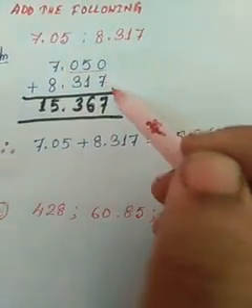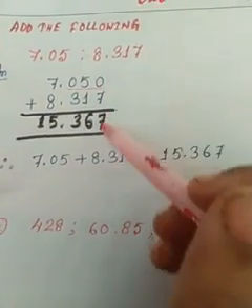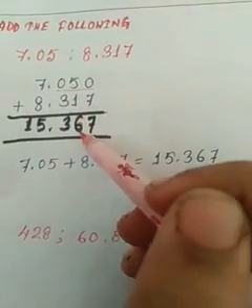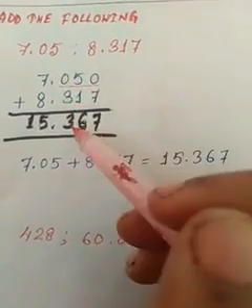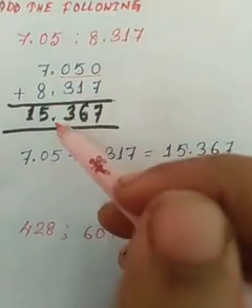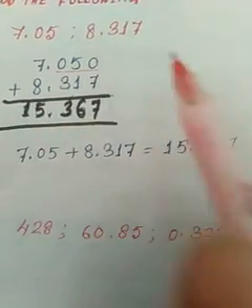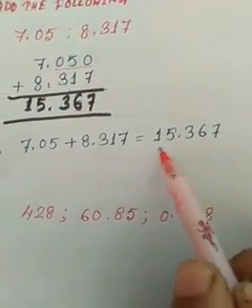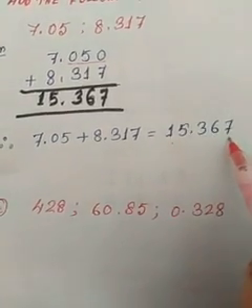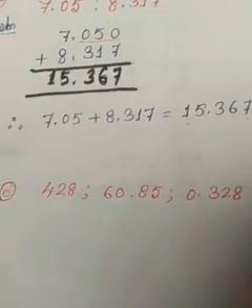See, after making it in column form, now we can add. 0 plus 7, it will be 7. Then 5 plus 1, it is 6. And 0 plus 3, it's 3. Now, the point is there, so the point will remain the same. And 7 plus 8, it's 15. So our result, the sum, will be 15.367. Okay. Now, let's do one more, that is B number 1.